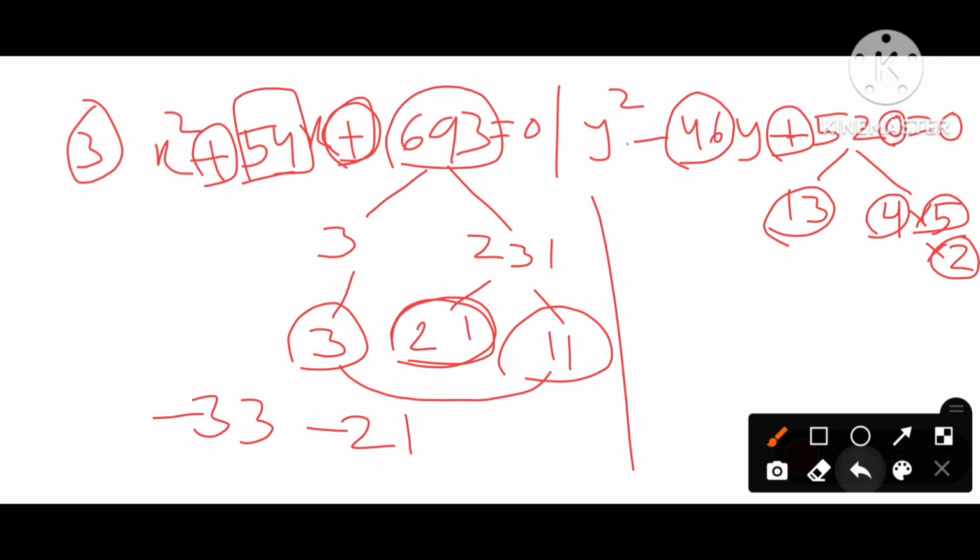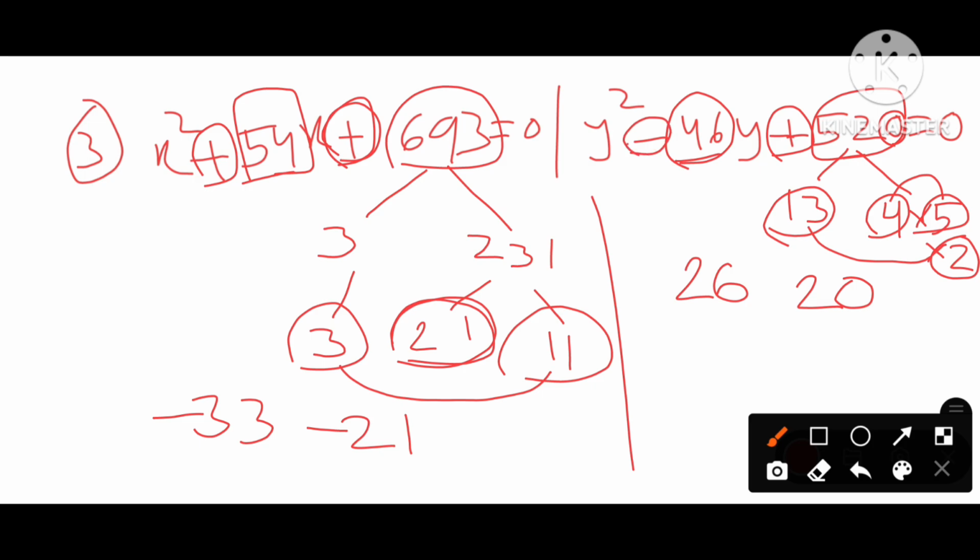So it is not the first factor. 13 two times will be 26, and 4 five times will be 20. The sum of these two gives the value of 46. The multiplication of these two gives the value of 520. So 26 and 20 are the roots of this equation.